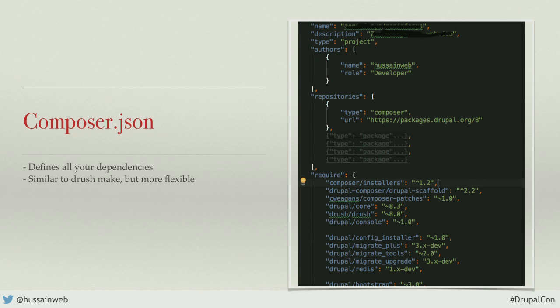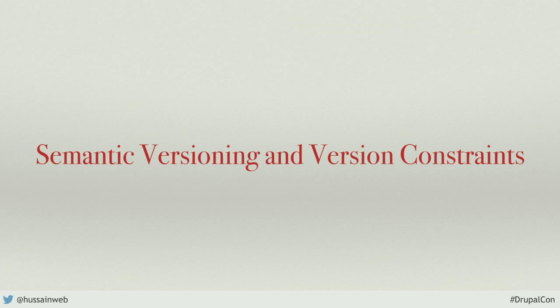Okay, so moving on. Let's talk about semantic versioning and versioning constraints. Like you brought up the point of how do we take care of updates. Semantic versioning has been brought up in almost every keynote since Drupal 8 was being worked upon, and it basically defines a convention of how the version numbers are supposed to look.